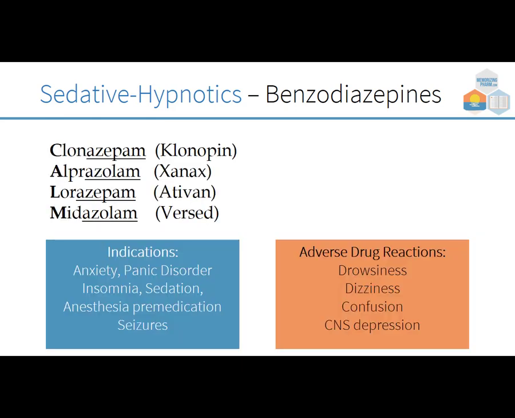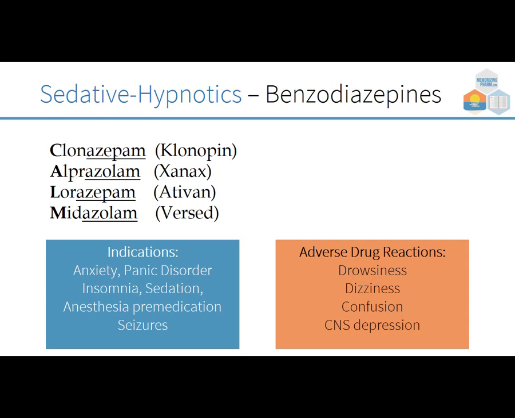Sedative hypnotics, so again, the benzodiazepines, one way to remember a few of them is to use the CALM mnemonic, C-A-L-M: C for clonazepam, A for alprazolam, L for lorazepam, and M for midazolam. And those are Klonopin, Xanax, Ativan, and Versed, respectively.